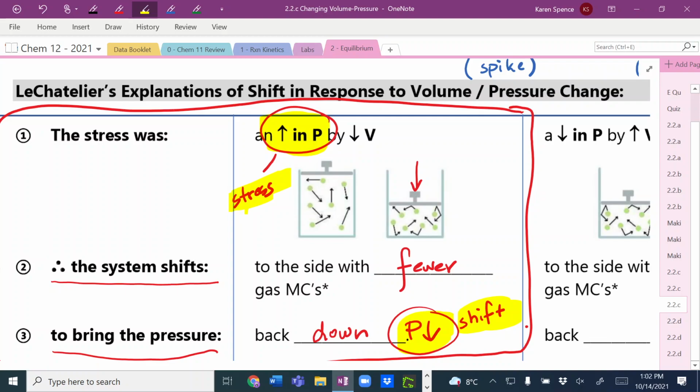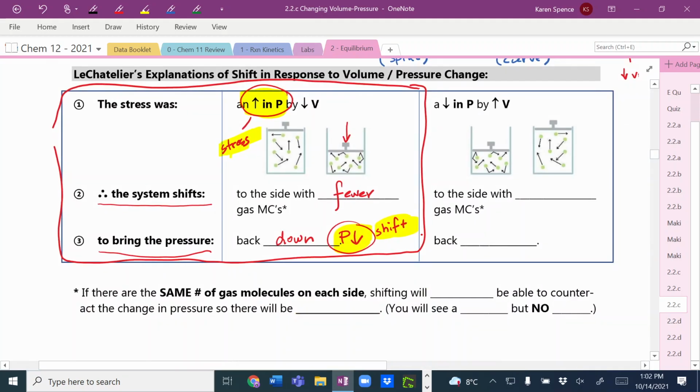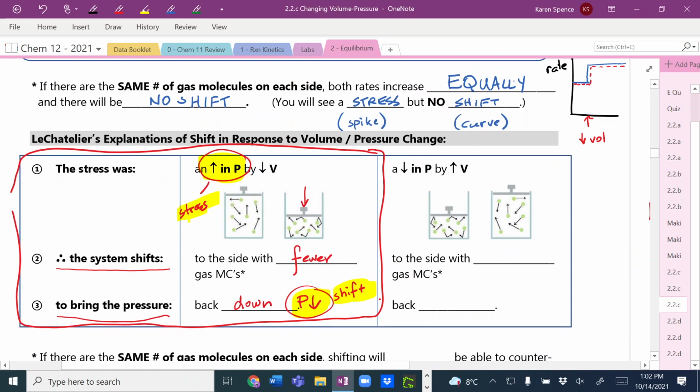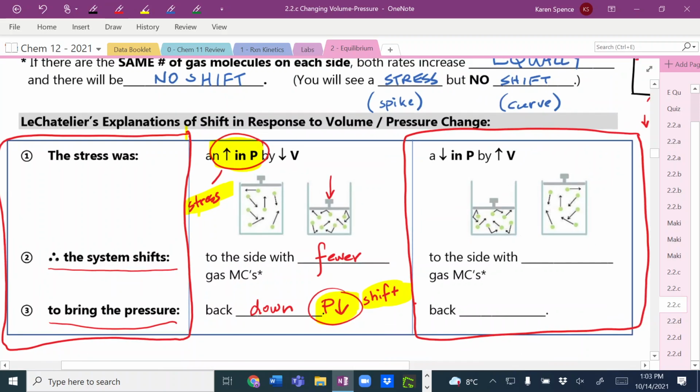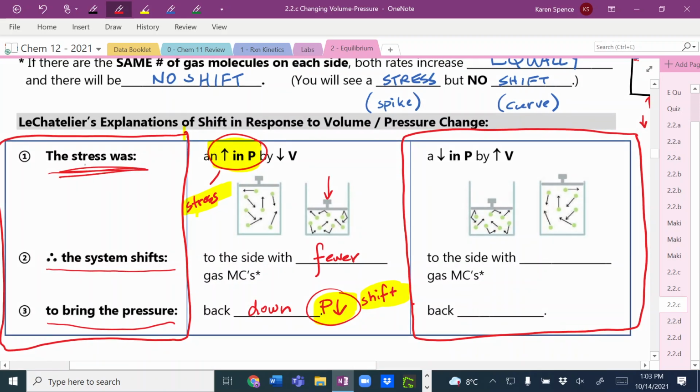Yes? Okay. All right. Now we're not going to look at this second column anymore. Now we're going to look at this, our sentence stem here. Are we feeling like I should have put this on a separate page? Maybe. Anyway, so the stress was a decrease in pressure, so that is our stress by increasing the volume.